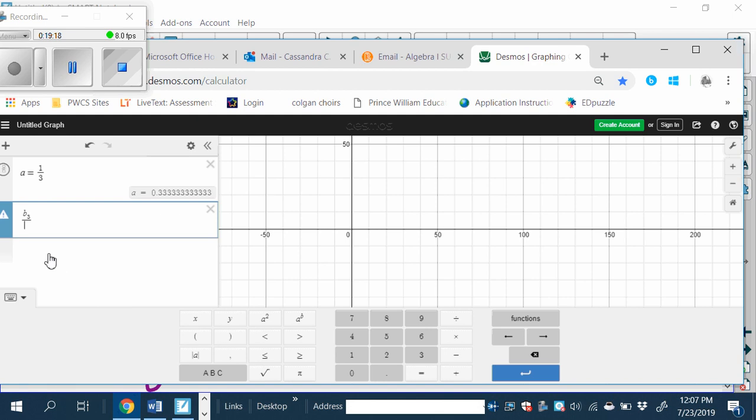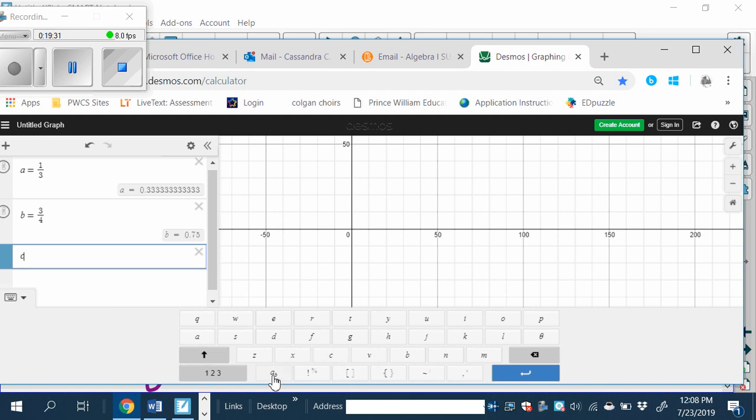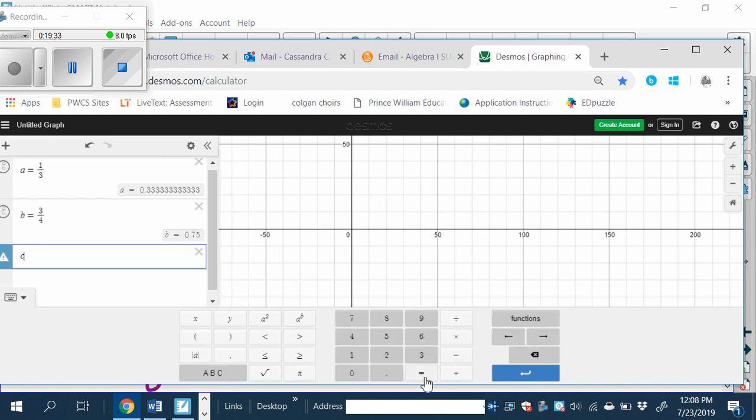Oops, sorry guys. B is equal to 3/4. Okay, and then C is equal to 3/2.